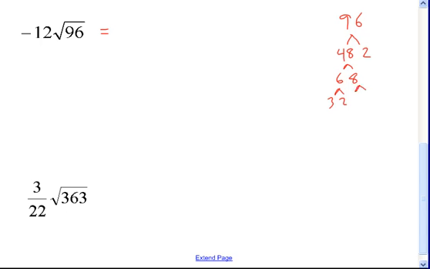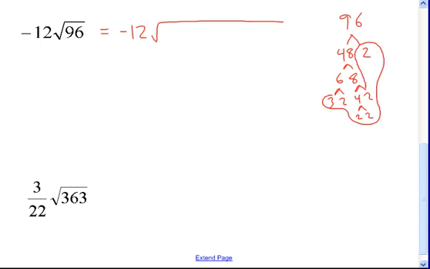Okay, so we've factored this thing down a whole bunch, and so you could write this as negative 12 multiplied by the square root of, and then all that stuff at the bottom here is inside there, right? So I've got 1, 2, 3, 4, 5 2s, and a 3. So, at this point I think, well, I need to pull out this group of 2 2s, and this group of 2 2s, and that's it. That's all I can pull out.